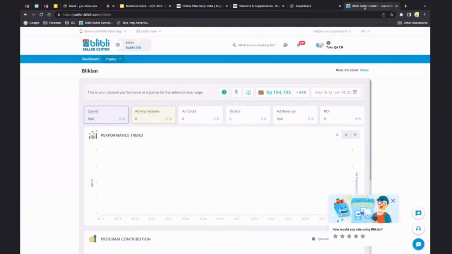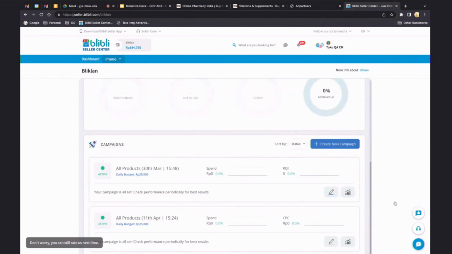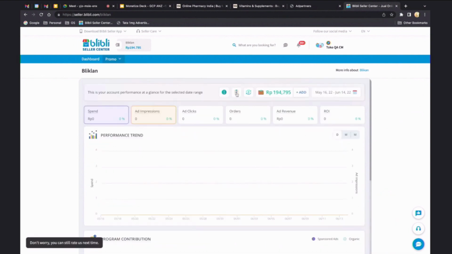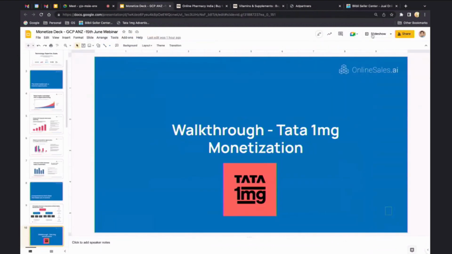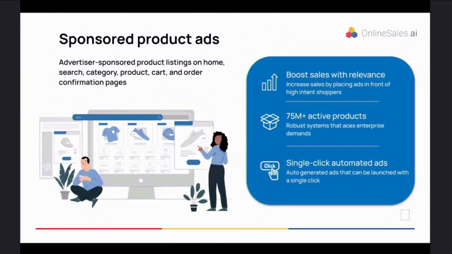fly. I also had pulled out one small example. Blibli is a client. It's a large marketplace in Indonesia. So this is a seller's account, and they can use that to add funds and to see all the numbers which are coming in. This is a dummy account, not a lot of data, but I can actually start creating campaigns over here. Again, all of this is powered by OnlineSales.ai. So to come back to the deck and go ahead.